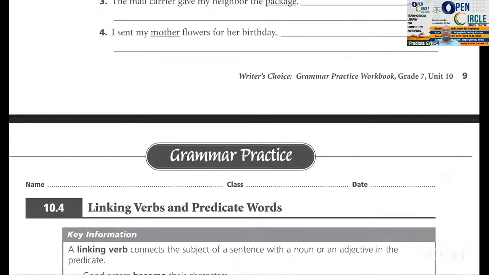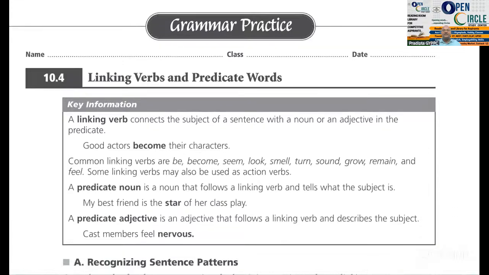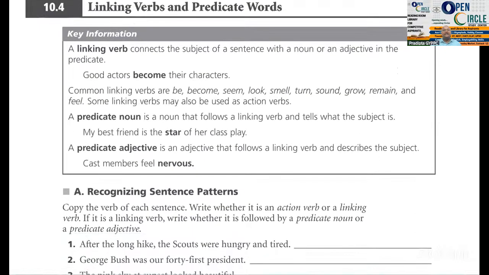The next one is linking verbs and predicate words. Who can say what a linking verb is? Abhinav, you remember? Tell me. A verb linked to the next object. Okay, better answer. Anyone else? What is a linking verb? I taught it last year. You were not there, but others were. So it links the subject of a sentence to a noun.